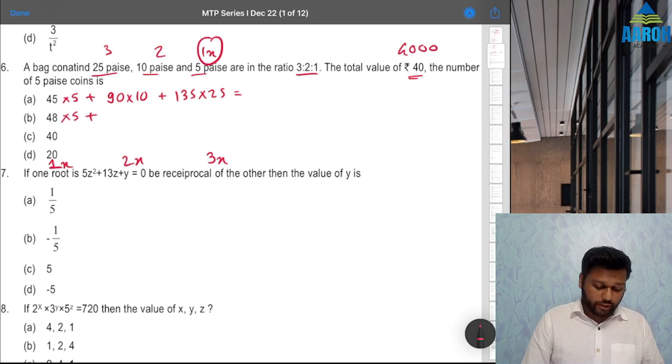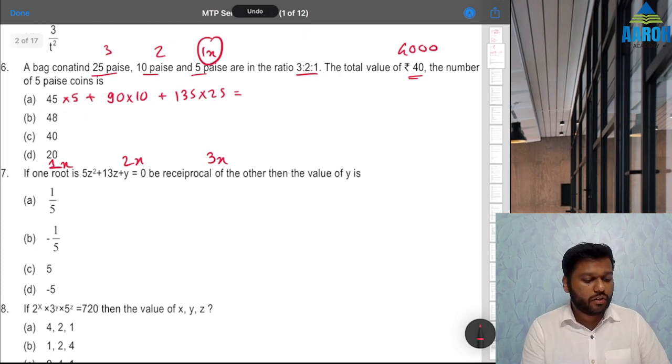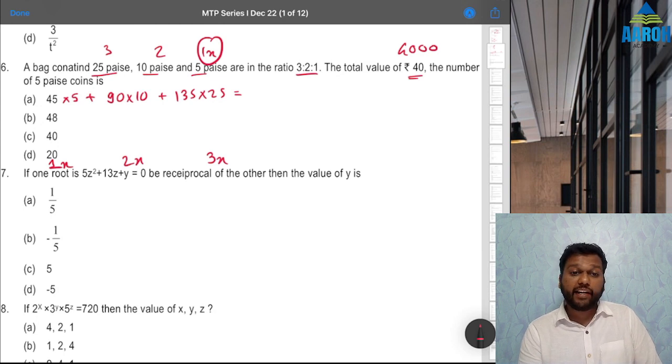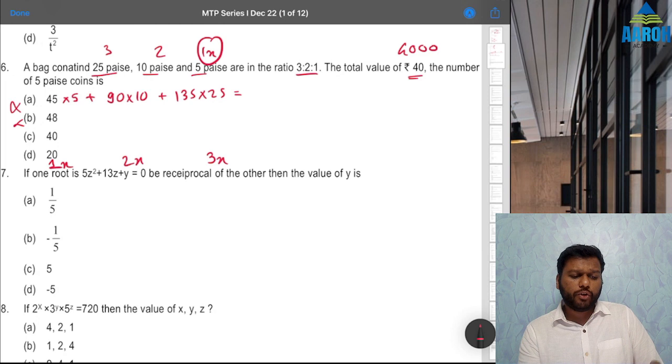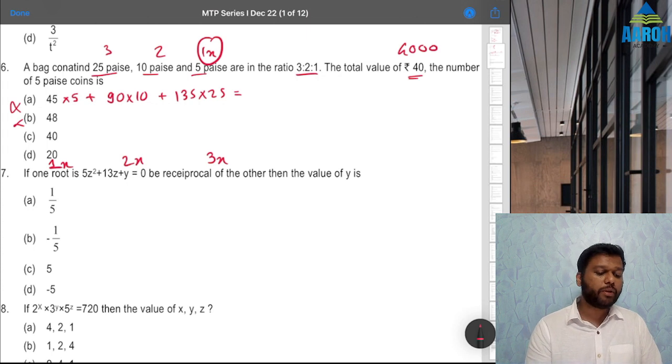You can do it on the calculator only. You don't need to write. How? 48 into 5 M plus, 48 into 2 into 10 M plus, 48 into 3 into 25 M plus. If you press MRC, you get 4800. So again, not the answer. C: 40 into 5 M plus, 40 into 2 into 10 M plus, 40 into 3 into 25 M plus. If you press MRC, you get 4000 paise. So C is the correct answer.